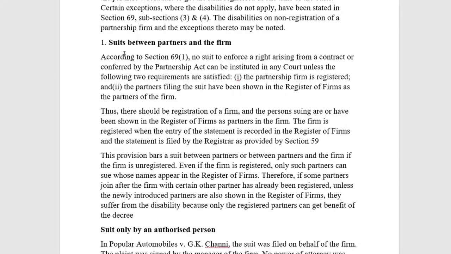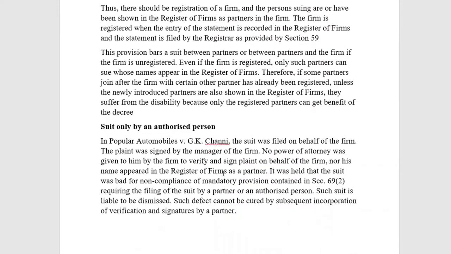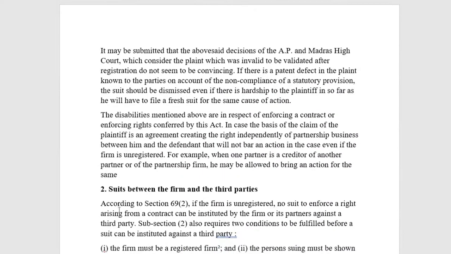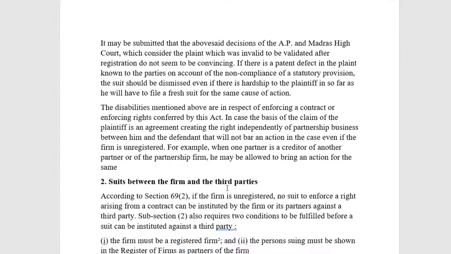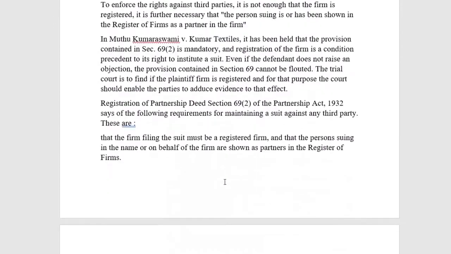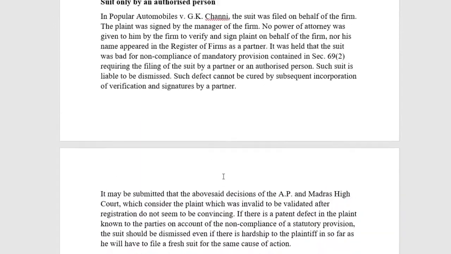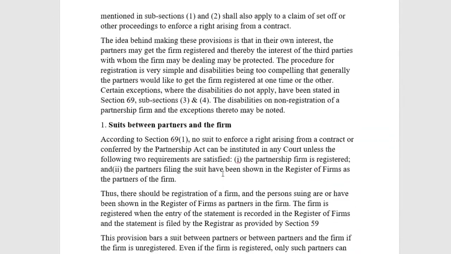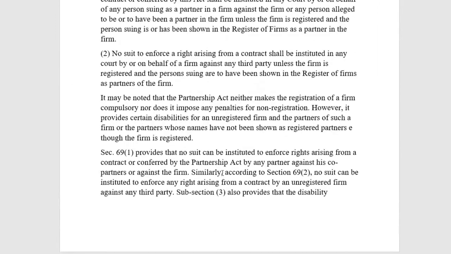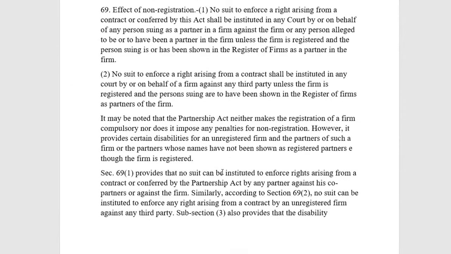Here I am basing on the book written by Dr. R.K. Bangia. It is a very beautiful book, in which the topic has been discussed under three headings: suits between the partners and the firm, suits only by an authorized person, and suits between the firm and third parties. Under these three headings, the consequences of non-registration of the firm with regard to filing suits have been discussed at length.